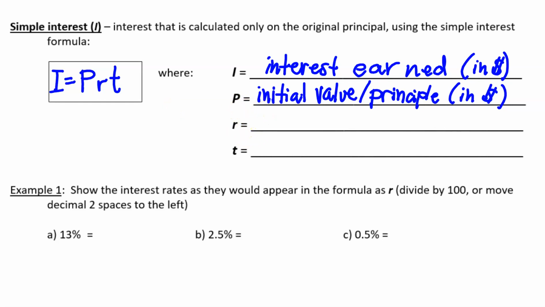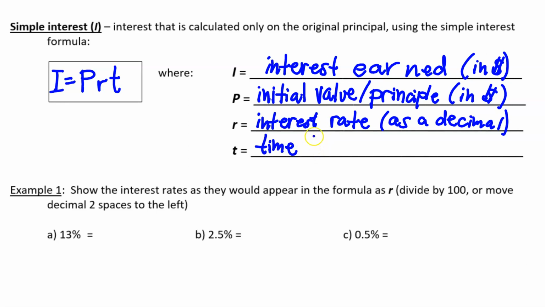Same here. The R is your interest rate. Okay, and again, it is as a decimal. So whenever you see a percentage, you always change it to a decimal. Okay, and then lastly, T stands for the time. Okay, so how much time has passed that the money has been in the account. And this is always in years. Okay, so I'll show you how to manipulate some things later with that, but make sure your time is always in years.